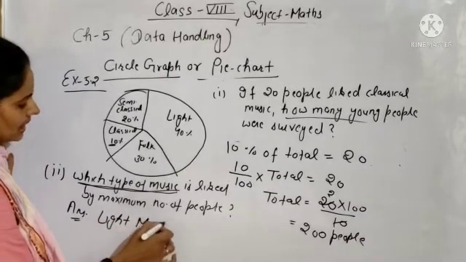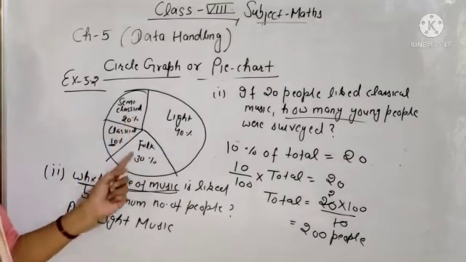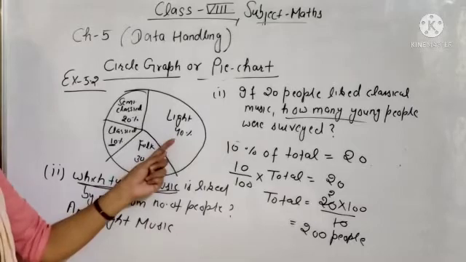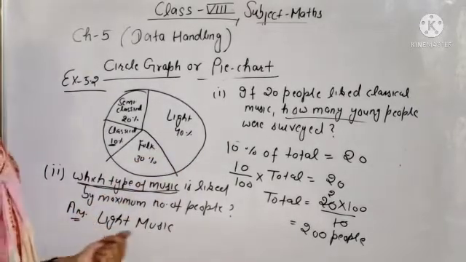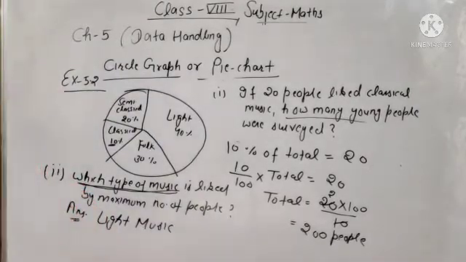Light music, because here you can see the percentages 20, 10, 30, and this is 40%. So this is the maximum percentage. It means maximum people are liking the light music. So which type of music is liked by the maximum number of people? So you can say light music. Second question, second part. So maximum number of people are liking light music only. Now third part.